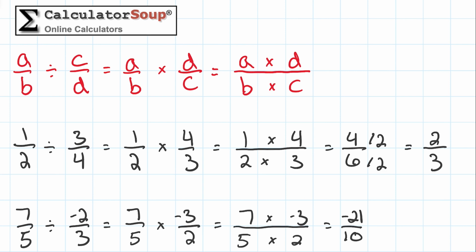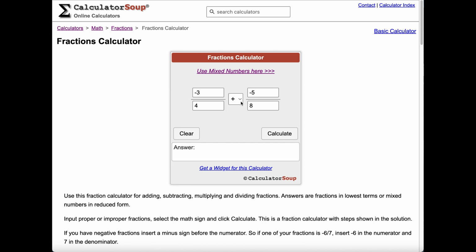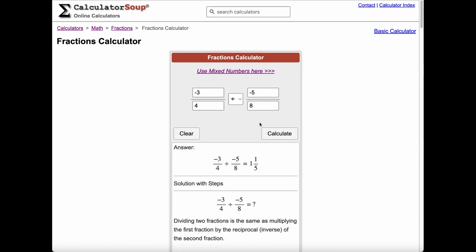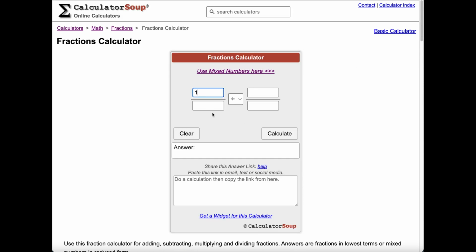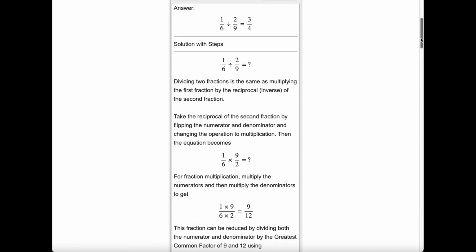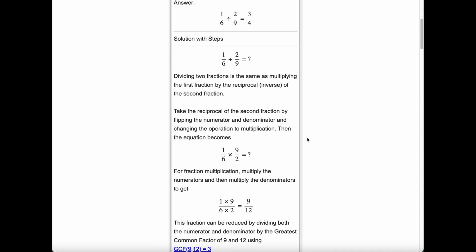Now that you understand how to divide fractions, let's head over to CalculatorSoup.com's fractions calculator to keep dividing. The fractions calculator will divide two fractions and show you step by step how to get the answer. Let's do another example. 1/6 divided by 2/9. Then, let's hit the calculate button. Using this calculator, we get an answer of 3/4.